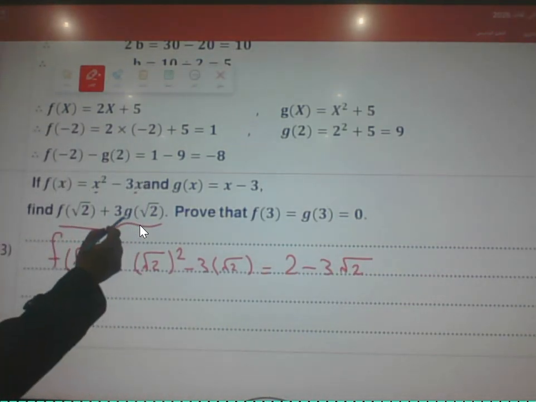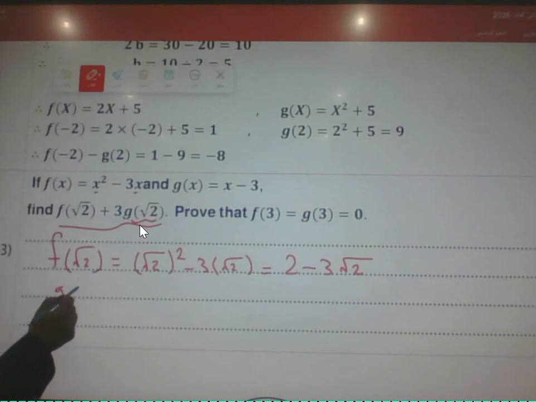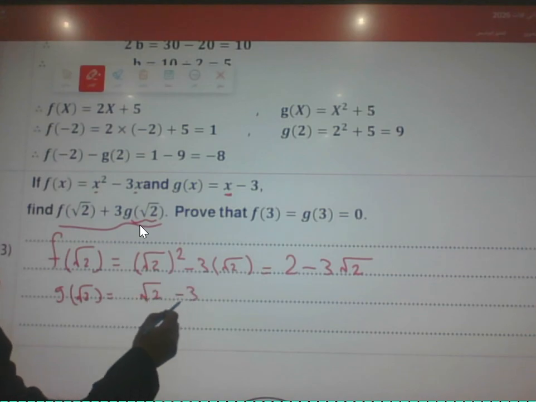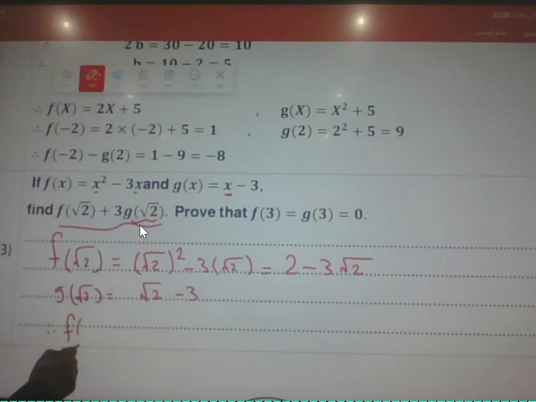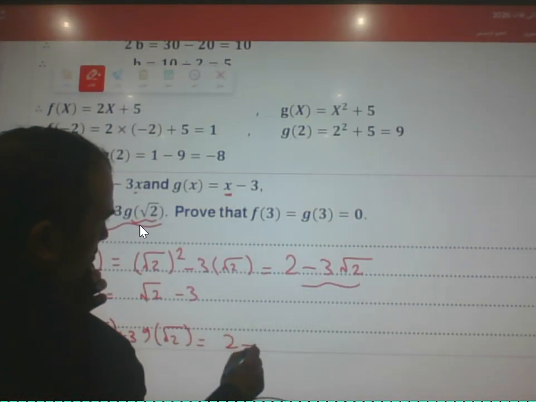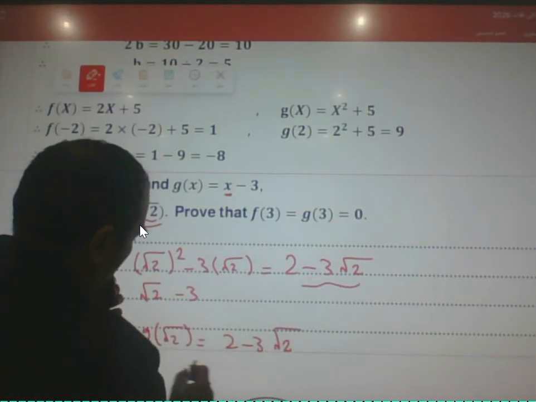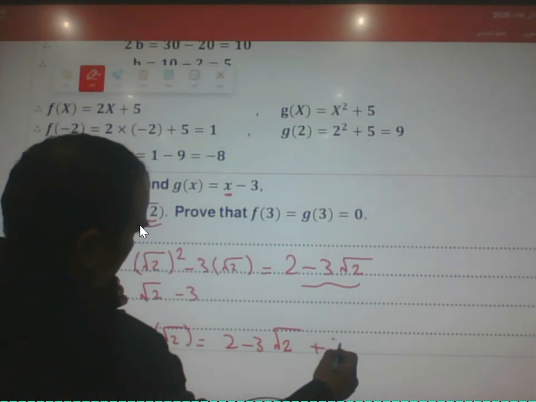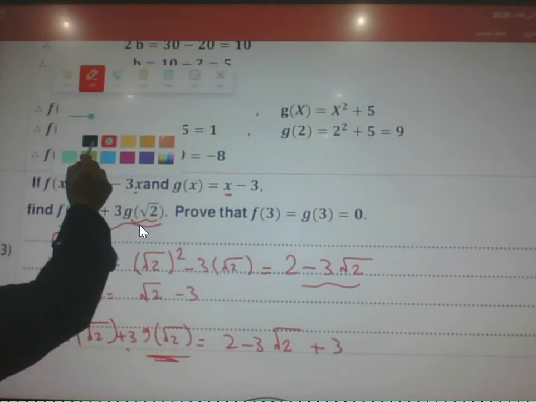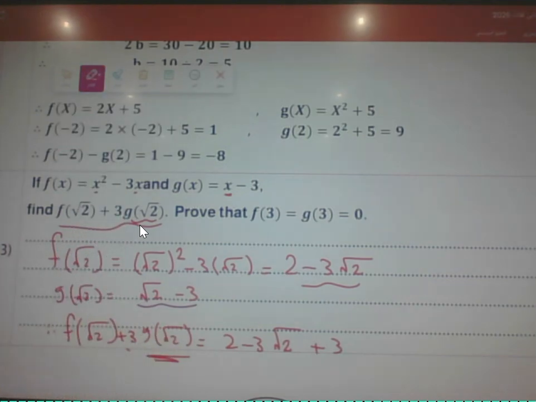And now I will find g of root 2. Put here the value equal root 2. Then we have root 2 minus 3. Then f of root 2 plus 3 product by g of root 2. F of root 2 equal what? 2 subtract 3 root 2, plus 3 product. Look at here, 3 product is the value of g of root 2. We found the value here equal root 2 minus 3.